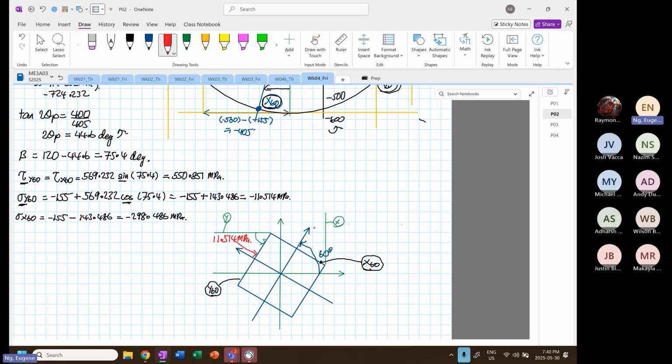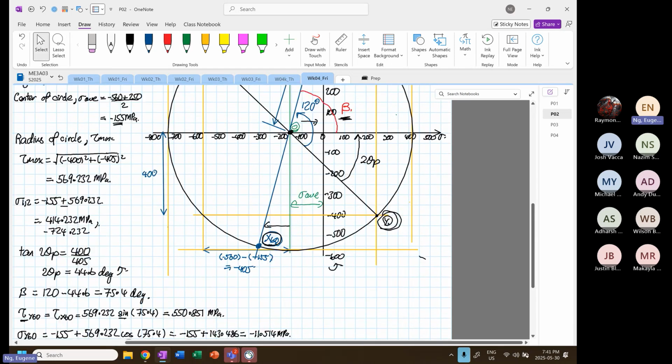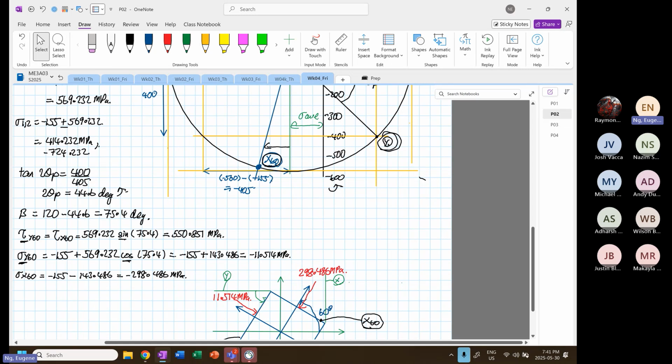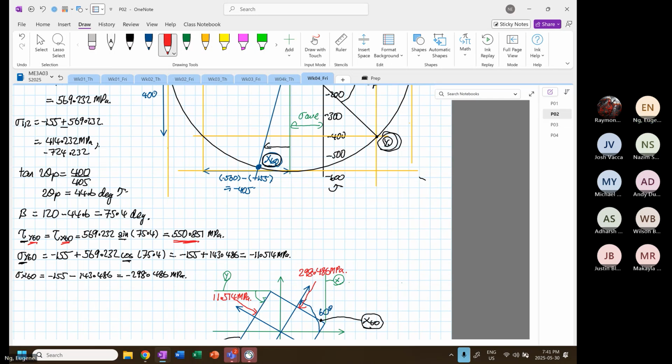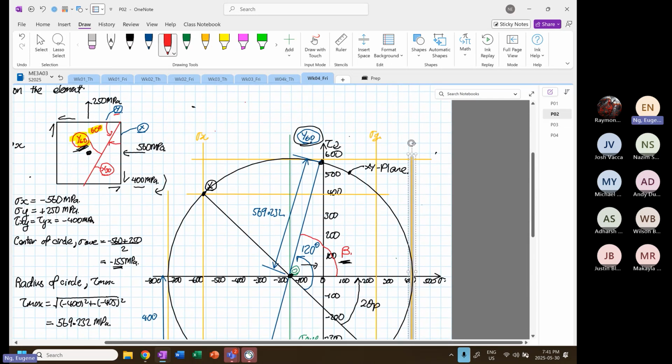X60 is also in compression, but the value is much higher, right? And this is 298.486 megapascal. Okay. Then the next thing that we're going to do is look at the shear, right? So we know that the shear stress is the same for y60 and x60, equal to 550.851. That's straightforward.